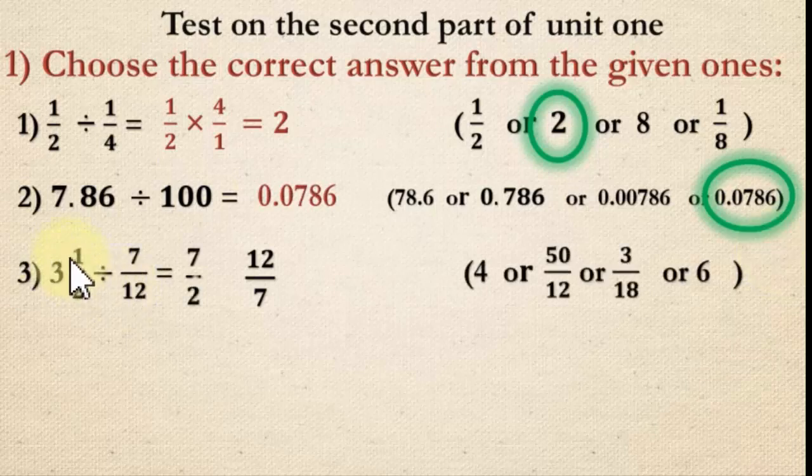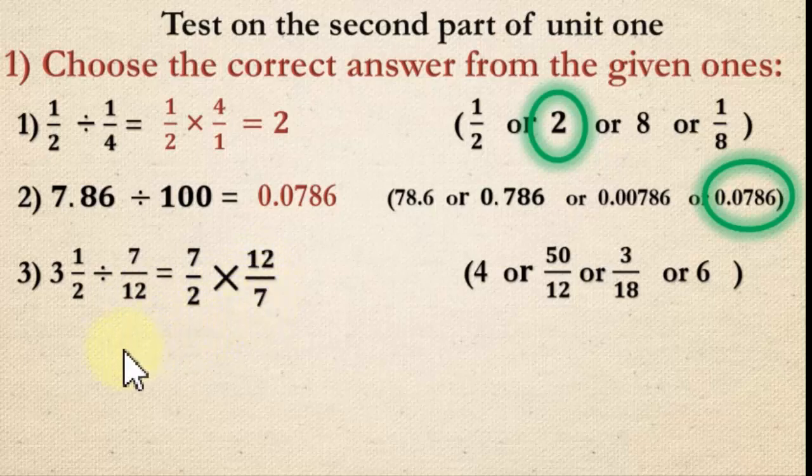What about 3 and a half divided by 7 over 12? Firstly, we convert this mixed number to an improper fraction. So 3 times 2 equals 6, 6 plus 1 equals 7 over 2. And we will convert this division sign to a multiplication sign. After that, get the reciprocal of 7 over 12, which equals 12 over 7.